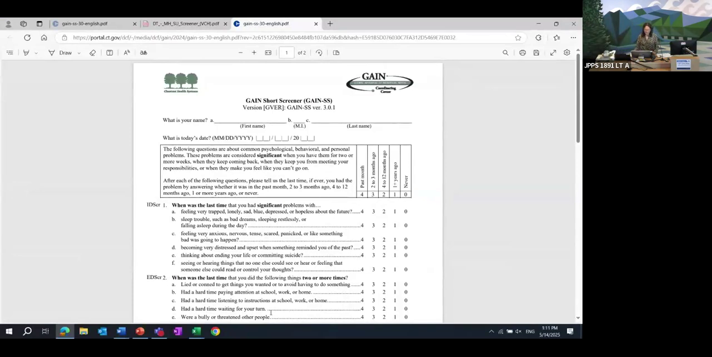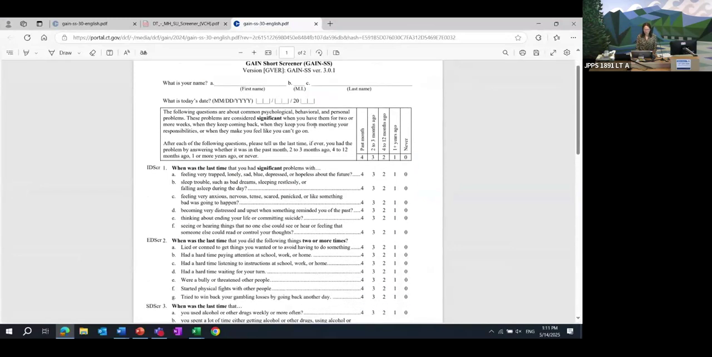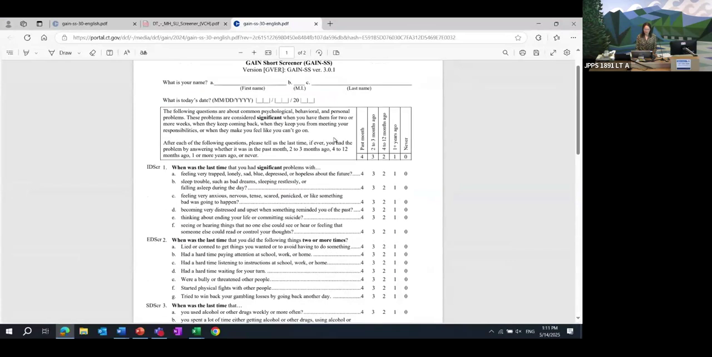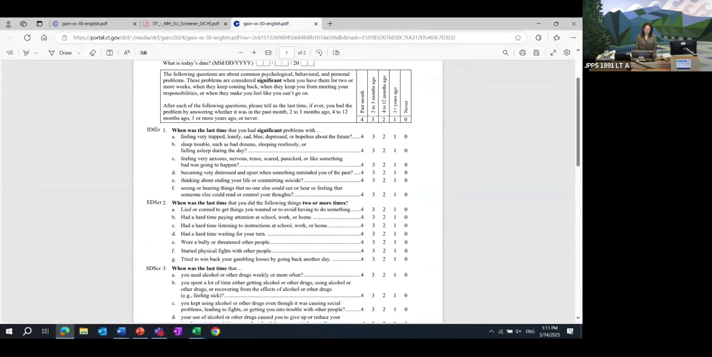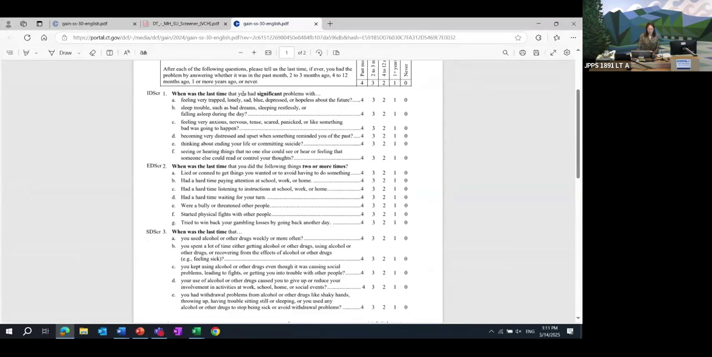Awesome. Yeah, thank you. So here I'm just showing you a hard copy form of what the GAINS SS looks like. All the questions are answered based on a time frame of the past month, 2 to 3 months ago, 4 to 12 months ago, 1 or more years ago, or never. With internalizing disorders, a question may ask, when was the last time you had significant problems with feeling very anxious, nervous, tense, scared, panicked, or like something bad was going to happen?